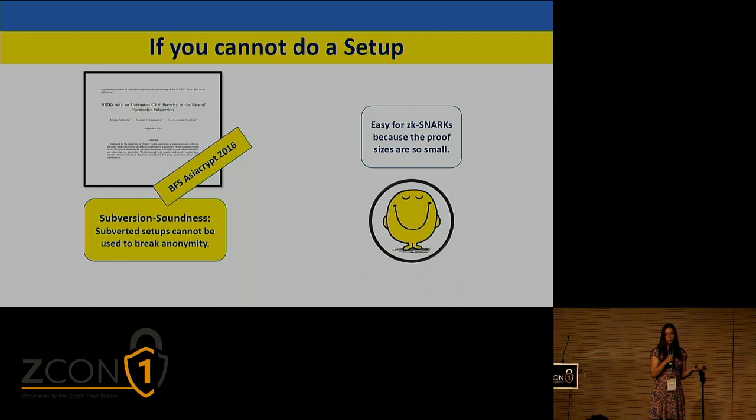Okay, one other property you might have of a snark is an idea called subversion soundness. So this idea that your protocol is zero knowledge, even if the setup has been somehow manipulated. You don't get soundness, but you do get zero knowledge. And this was a concept that was introduced in Asiacrypt 2016, and it is very easy to achieve for snarks.